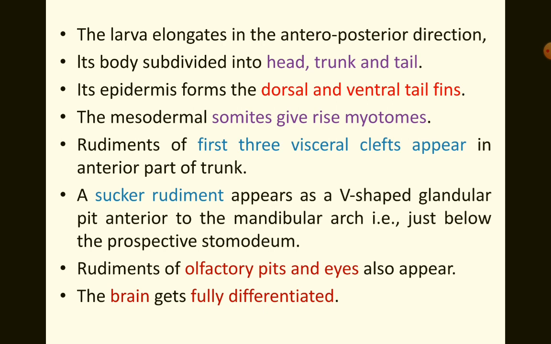The mesodermal somites give rise to the myotomes, and the rudiments of the first three visceral clefts appear in the anterior part of the trunk. The sucker rudiment appears as a V-shaped glandular pit anterior to the mandibular arch, just below the prospective stomodeum, from where the mouth differentiates. And then the rudiments of the olfactory pits and eyes also appear, and the brain gets fully differentiated.